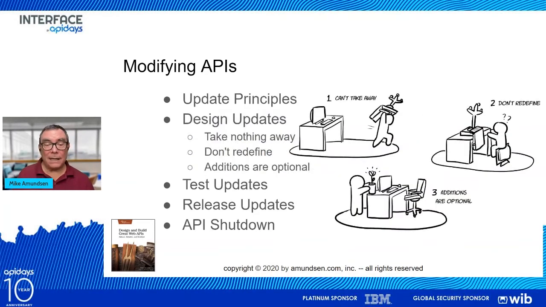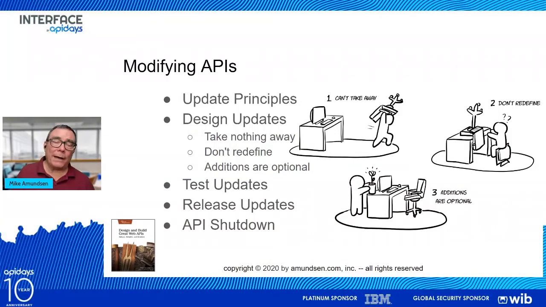Now, when you're designing, there are a few things that you can do to make sure that you don't break. And those are the 3 rules. You can't take anything away. I can't take away a URL or an argument or stop passing a property back. I can't redefine the meaning of something. I can't say the third argument used to be the count of pages, now it's the count of users. Can't do that. And anything I add has to be optional.